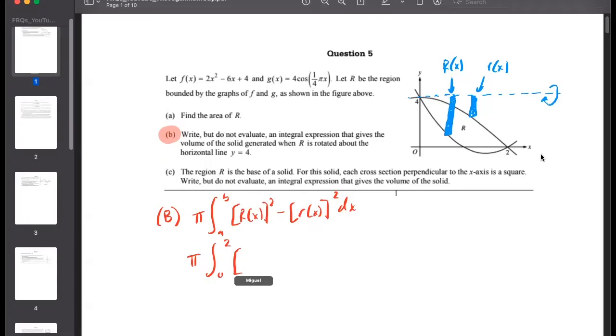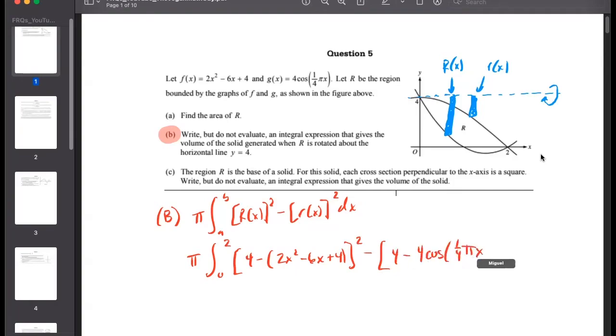And this is going to be 4 minus the bottom function, which in this case is f of x, 2x squared minus 6x plus 4. Don't forget these parentheses and squared minus lowercase r, 4 minus 4 cosine of 1/4 pi x squared dx. And thankfully for us, we don't have to simplify. We don't have to evaluate this, so we are good.